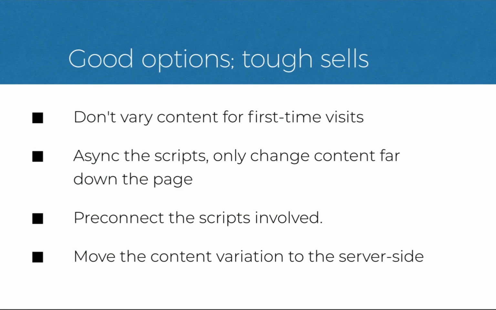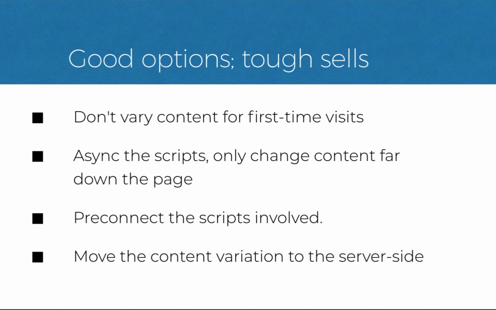But assuming we can't just remove this madness, we can do some things to make it look a little less bad. There are some options, at least. One of those is to not run dramatic content variation scripts on first-time visits to the site. So instead, we could load them into cache and run them on a subsequent page view, so it's not so costly to the upfront visit. We could also try to load them asynchronously to, again, get them out of the way of the initial content showing up in the page, and possibly only change content that comes further down the page and out of the viewport. So not making big shifts in the content at the top of the page right when the page first starts to render. We can pre-connect any of the scripts involved, as I showed.